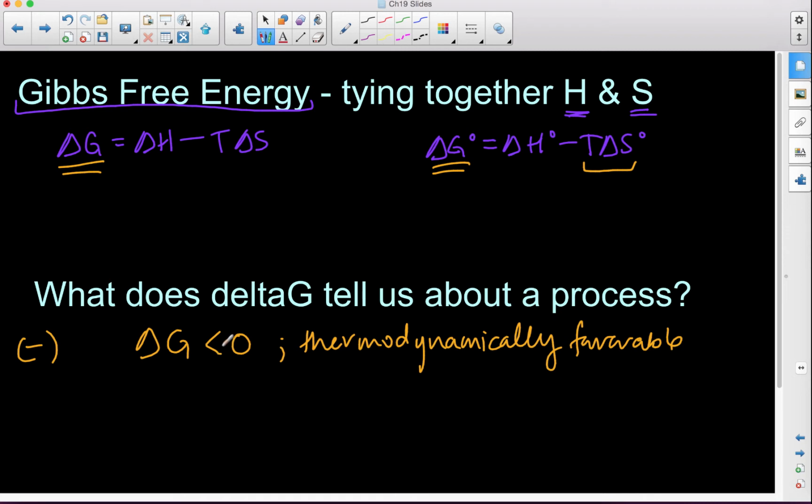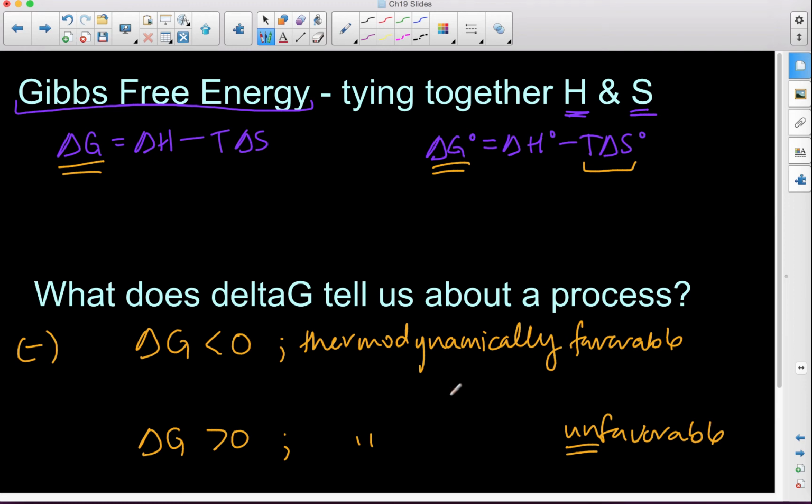When we have delta G's that are less than 0, so negative, it says that my process is thermodynamically favorable. When I have delta G values that are greater than 0, what that tells me is I am thermodynamically unfavorable, meaning that process as written is not likely to occur without outside influence. Some energy has to be put in order for it to happen, because my products are higher in energy than my reactants are.